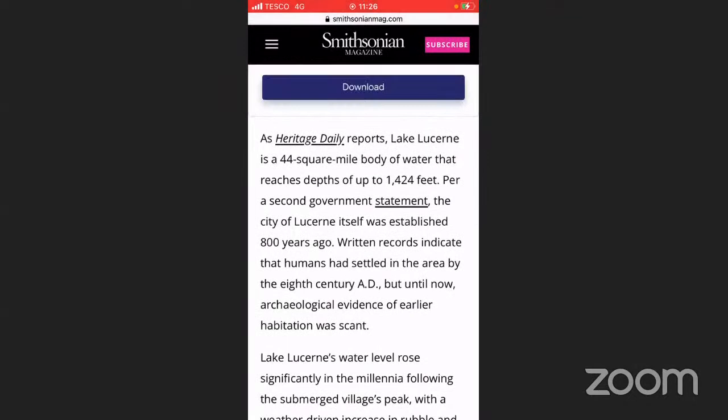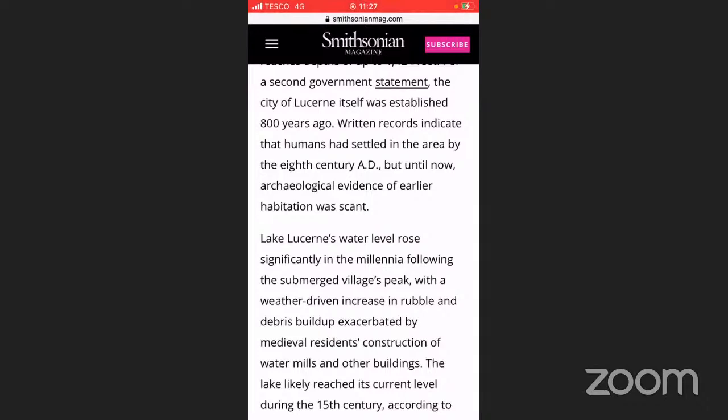Lake Lucerne is a 44 square mile body of water, and it goes to a depth of 1,424 feet. Oh my God, that's really deep, isn't it? Sort of a small mountain range inverted, isn't it? And there we go. Written records indicate the humans had settled in the area in about 700 years AD.